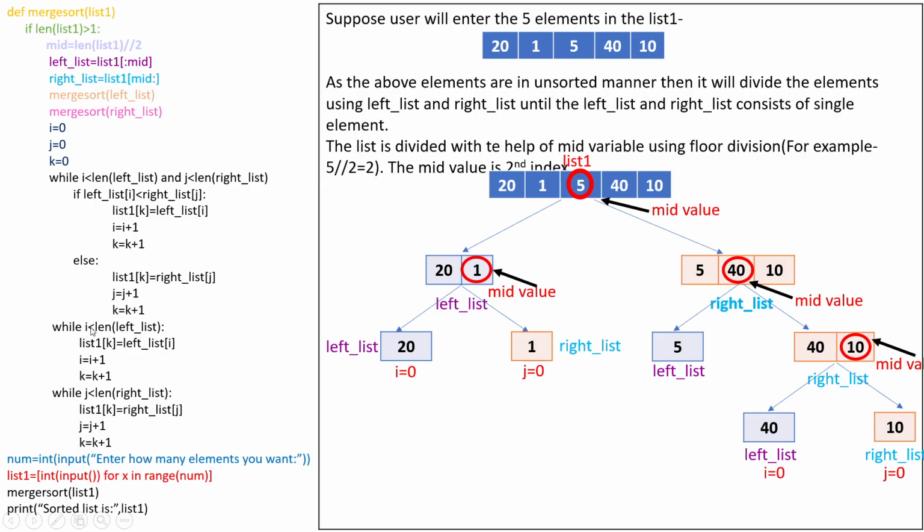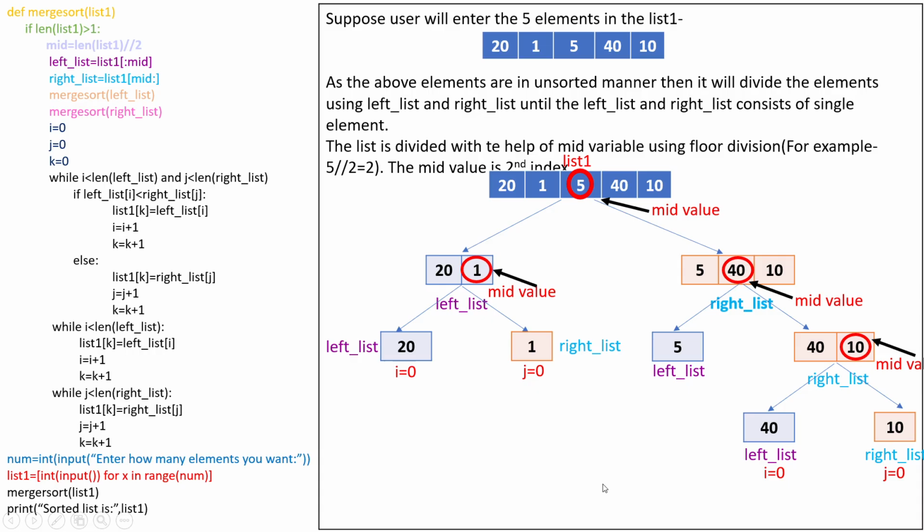While i less than length of left list. i is still 0. 0 less than length of left list, 1. Okay, 40 has the element. 0 less than 1, true. List1 of k. Now k is also incremented in the else part. So k is now what? 1.